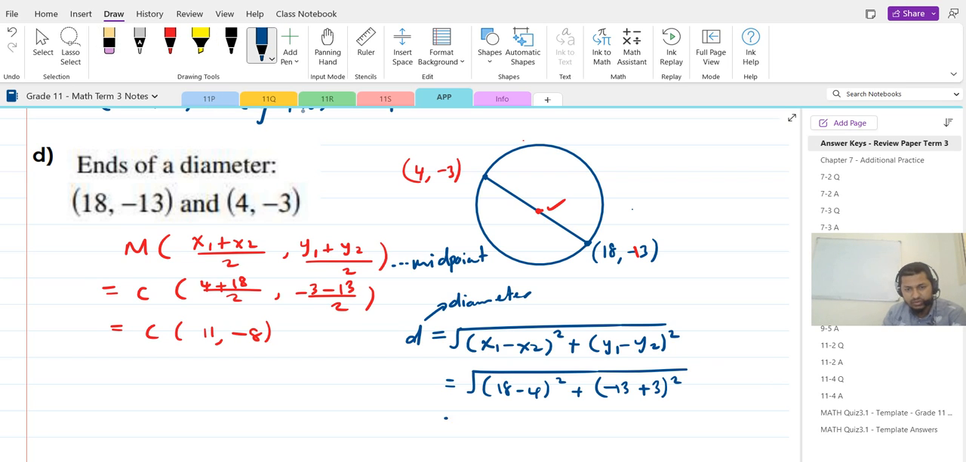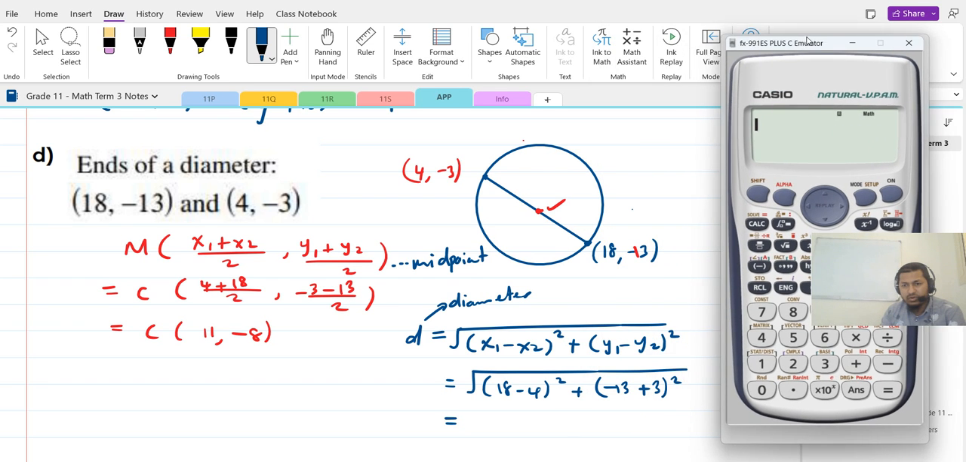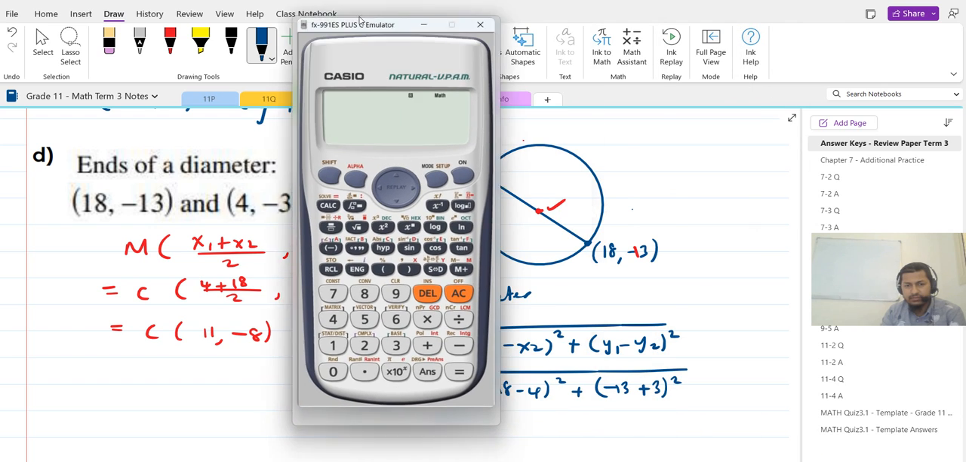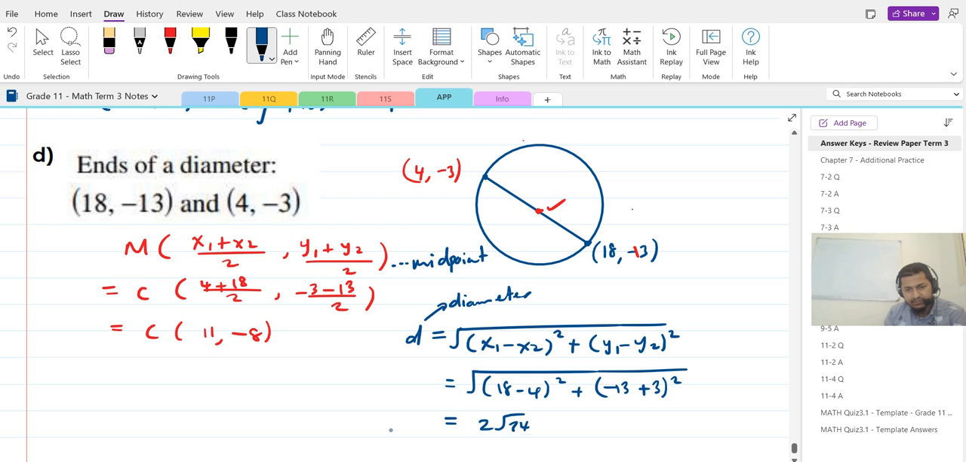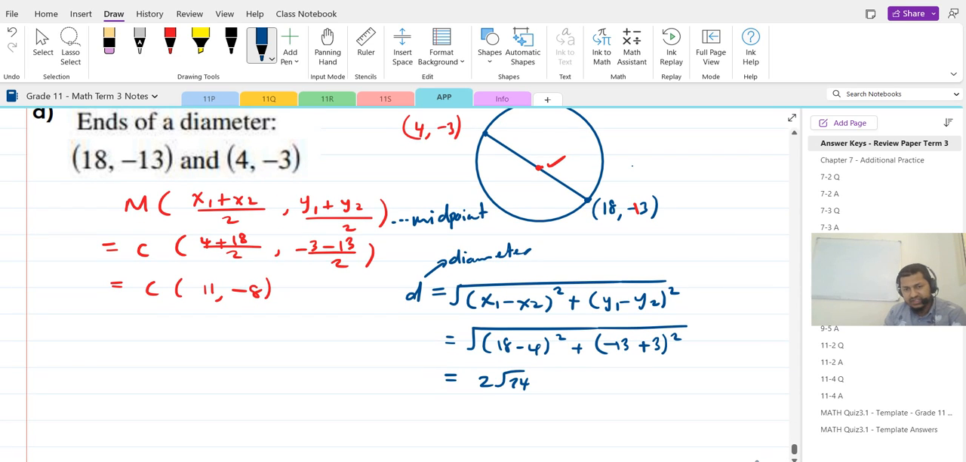Just put the entire thing on the calculator and you should get the answer. We know 18 minus 4 is 14 squared. Square root of 18 minus 4 squared plus negative 13 plus 3 squared. I've got an answer of 2 root 74. Now if the diameter is 2 root 74, what's the radius? Divided by 2, we get the radius, which is square root of 74.